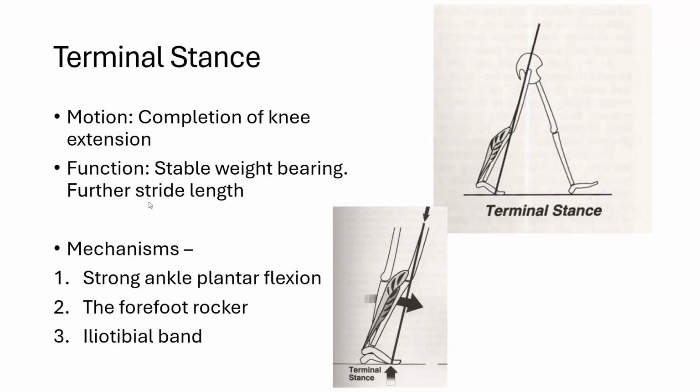Now coming to the knee, there are three factors. The motion here is completion of the knee extension, and the function is stable weight bearing with further stride length. This is achieved by three mechanisms. So these three factors keep the knee extended and stable. One is strong ankle plantar flexion, which stabilizes the tibia as the femur advances. So the soleus and the gastrocnemius are stabilizing the tibia, while meanwhile the femur is advancing, which keeps the knee in extension. And continued swing limb momentum.